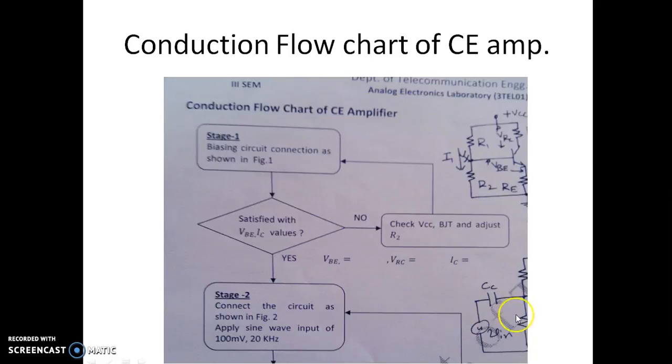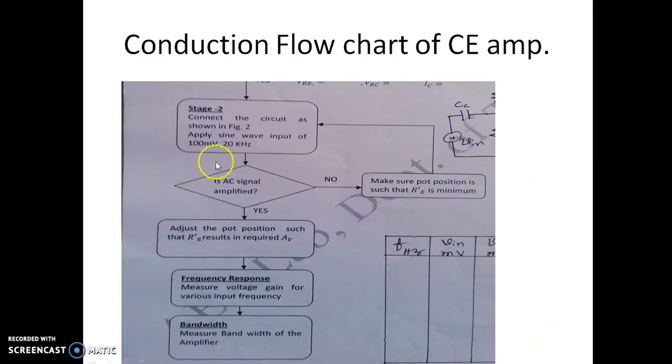Suppose you are thorough with the gain, then you connect the circuit in figure 2, applying the input voltage with a coupling capacitor. If it is amplified, you can proceed. If it is not amplified, you check the value of Re whether it is minimum or not. Then you can measure the input voltage, output voltage, do the frequency response, measure the voltage gain at various input frequencies, and measure the bandwidth.